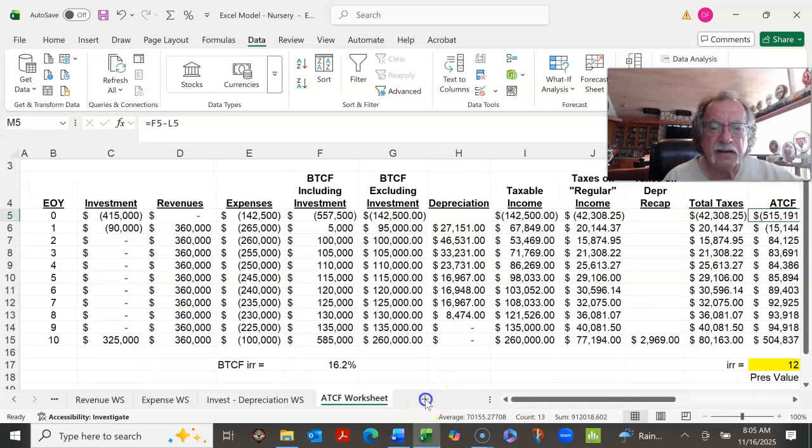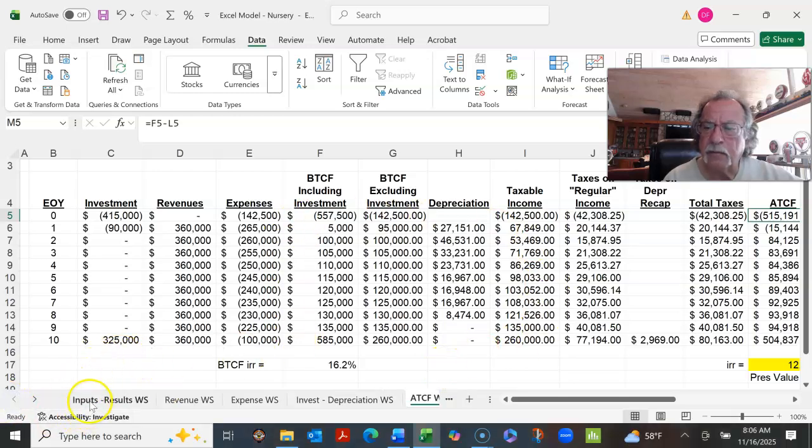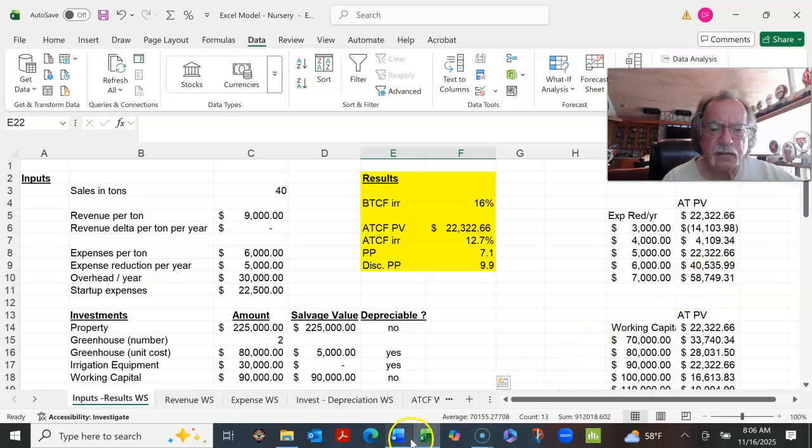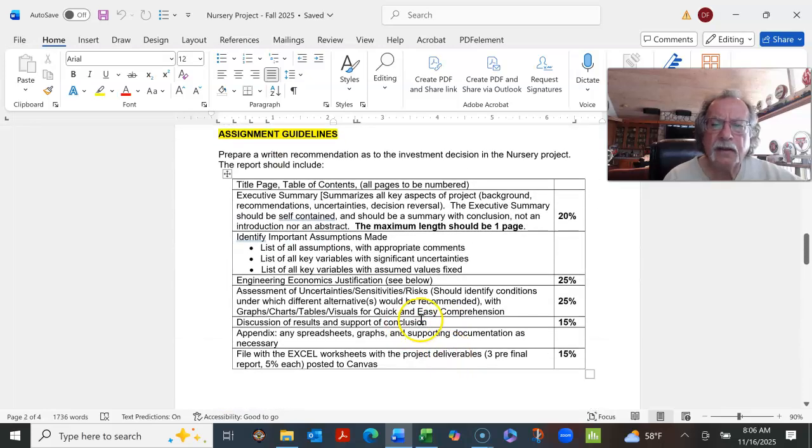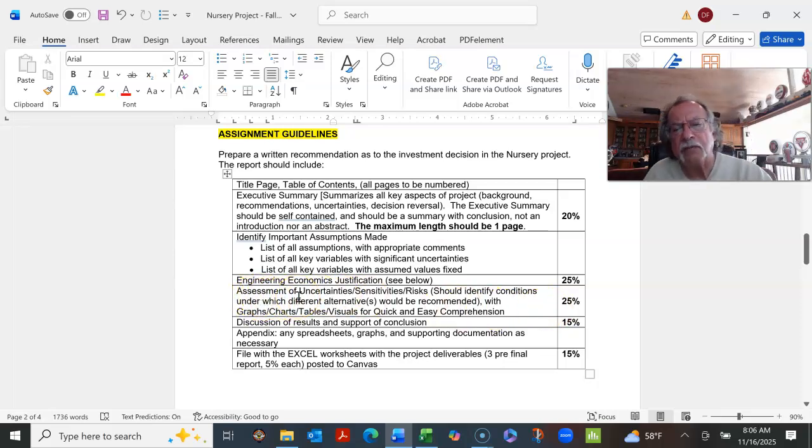Now again, this after-tax cash flow worksheet is all that's due. However, the sensitivity analysis, which is a portion of your final deliverable, if you look at this, you have everything done to get this completely done now. So when this is done, you should be getting 40% of your project done. This 25 and the 15. This assessment of uncertainties is significant, so be sure you spend the time looking at those.